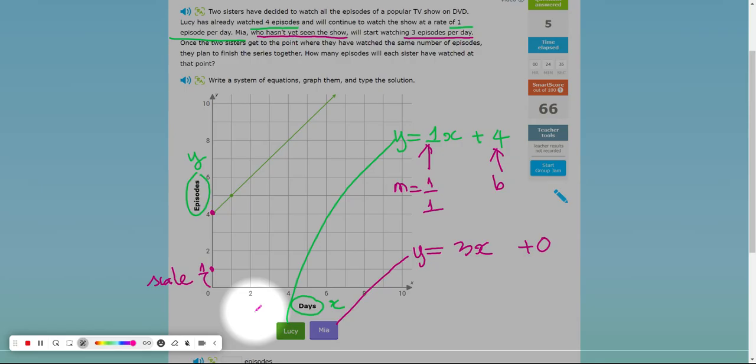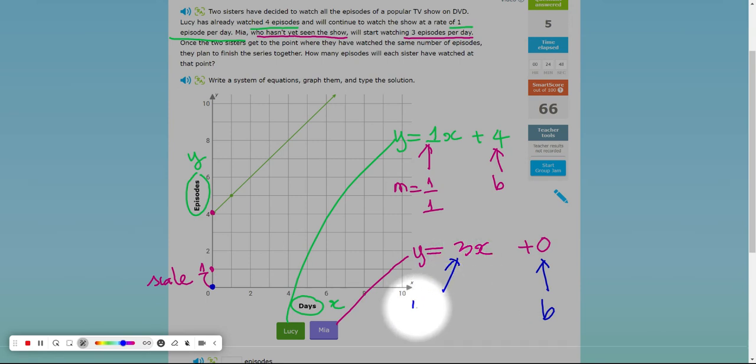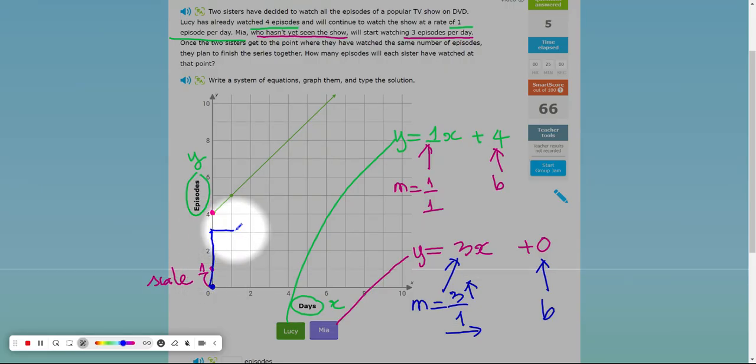Okay, so now let's go and graph this. So 0, that's the b value. So I go to the y-axis. I start with 0 right there. So 3 episodes, so the slope equals 3 over 1. So up 3 and go to the right side 1. Okay, from 0 up 3, and then up 3 right there and then right side 1.